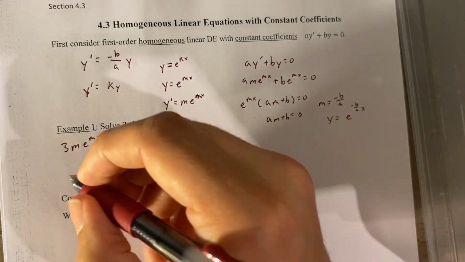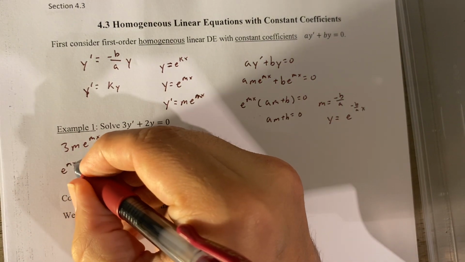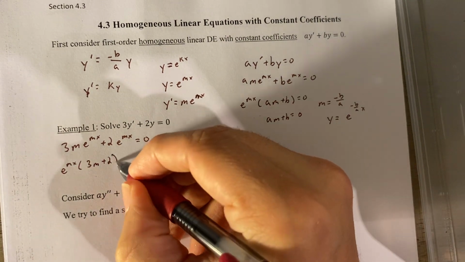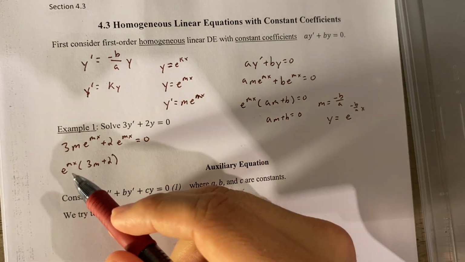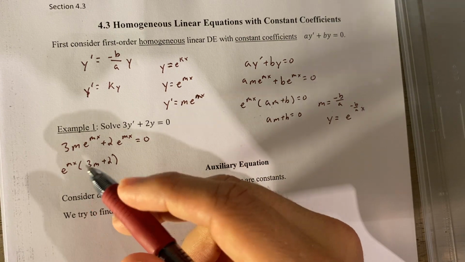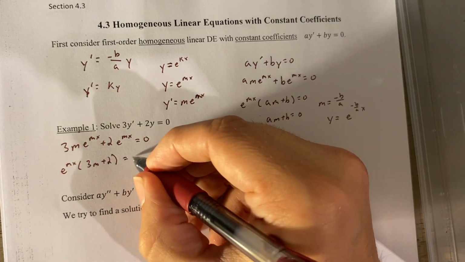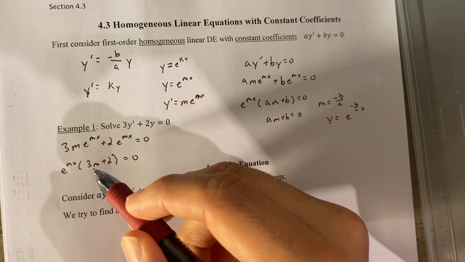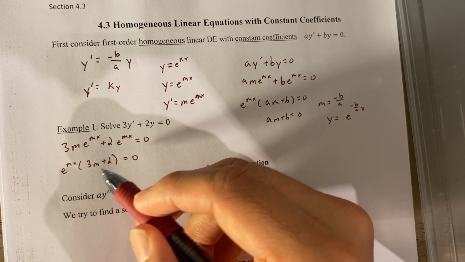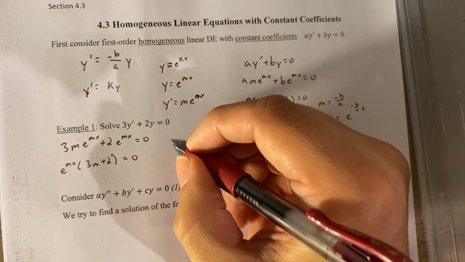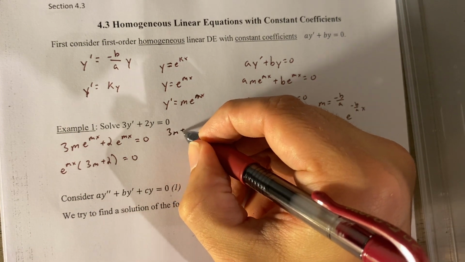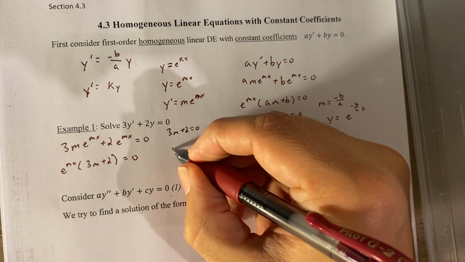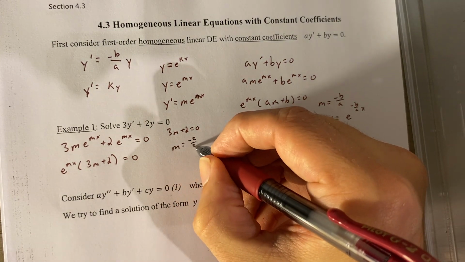I'm going to pull out the e to the mx, and I get 3m plus 2. And again, I'm not going to always show this part where we just pull out the e to the mx, set that equal to 0. So now again, I know this is not going to approach 0, so my solution would only be found here where this equals 0. So I'm going to set that equal to 0. 3m plus 2 is equal to 0. Subtract 2, divide by 3. M equals negative 2 over 3.